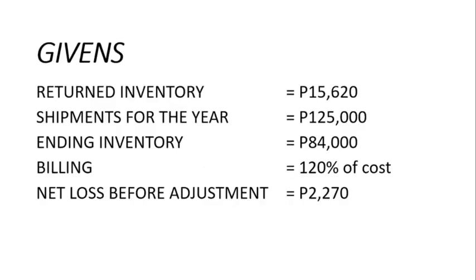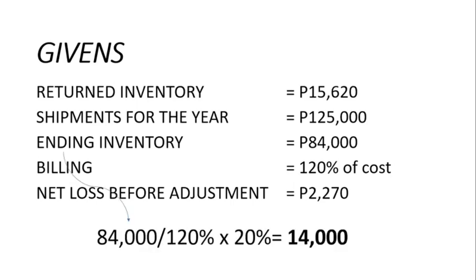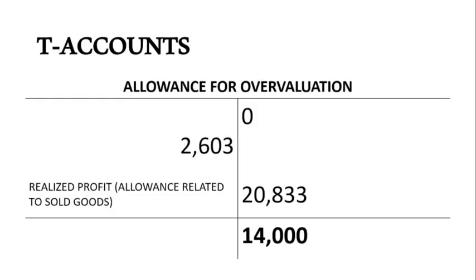And so we jump to the ending balance, which is the allowance related to the ending inventory. The ending inventory here is 84,000. And so 84,000 divided by 120% times 20%, and so we have 14,000. And now we will post the 14,000 as the ending balance of the allowance for overvaluation.